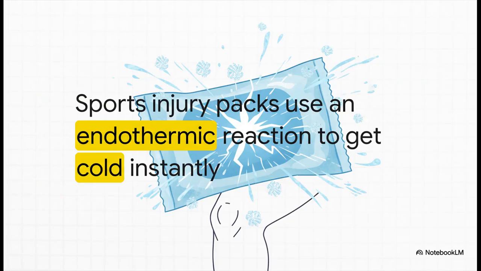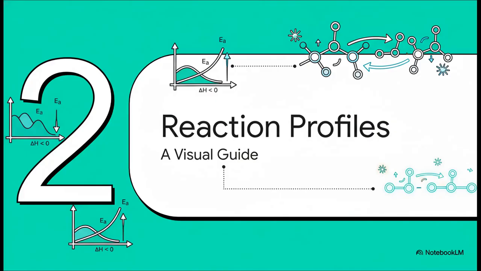And there we have it, the answer to our other mystery. When you snap one of those sports injury packs, you're mixing chemicals, usually ammonium nitrate and water. This kicks off a super fast endothermic reaction. It just sucks in all that heat from the area, making the pack, and hopefully your injury, get really cold really fast. Okay, so we've got the definitions down.